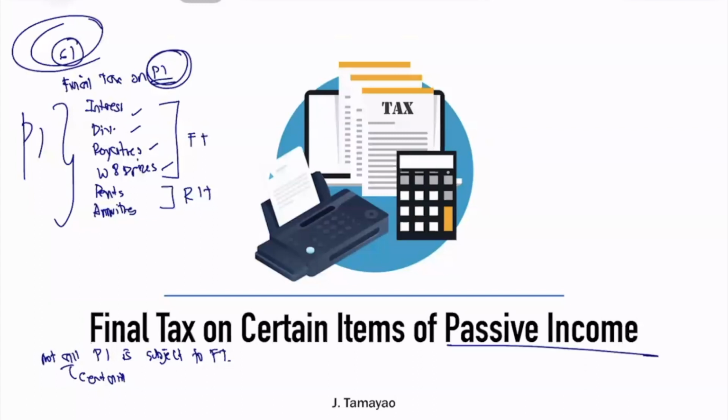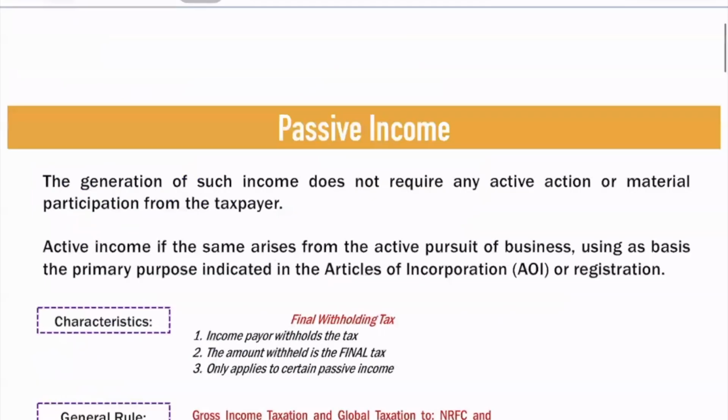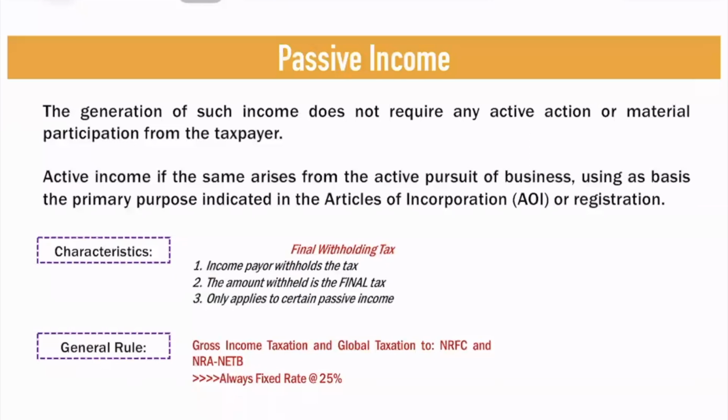Aside from that, what are the different characteristics of a final withholding tax? So let's look into your final withholding tax and passive income. At the same time, what are the tax rates? So first, the concept of passive income. A passive income is the generation of income that does not require any active action or material participation from the taxpayer. So normally, you earn an income without any action or without an exertion of effort. So we call that passive income.